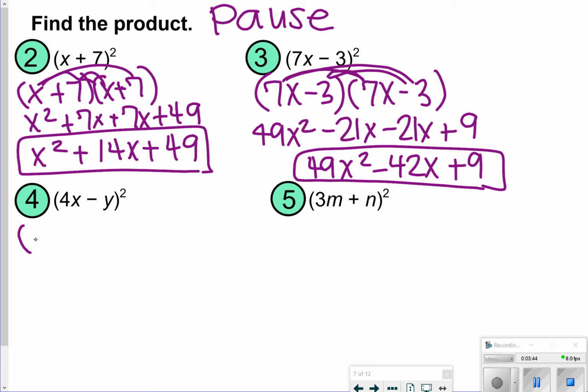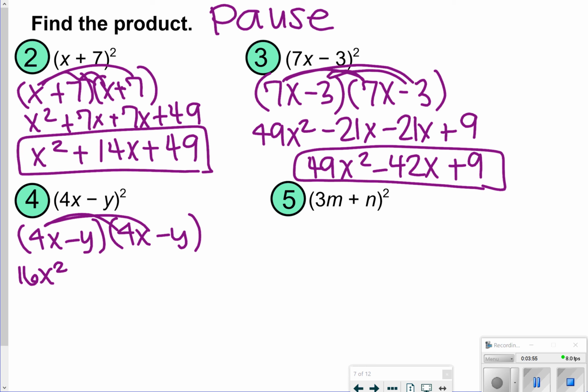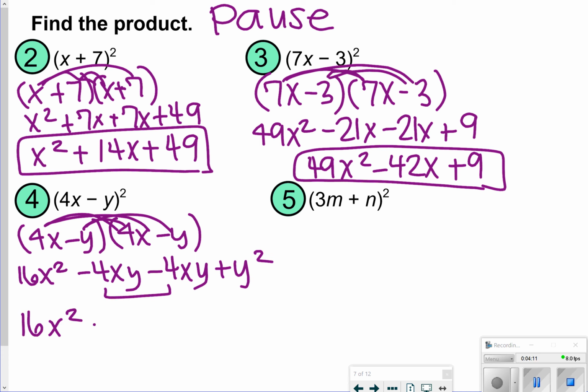Number 4, we have 4x minus y multiplied by itself. So 4x times 4x is 16x squared. 4x times negative y is negative 4xy. Also, the same thing is true, negative y times 4x would be negative 4xy. And then negative y times negative y is a positive y squared. Combine these two like terms. For number 4, we get 16x squared minus 8xy plus y squared.